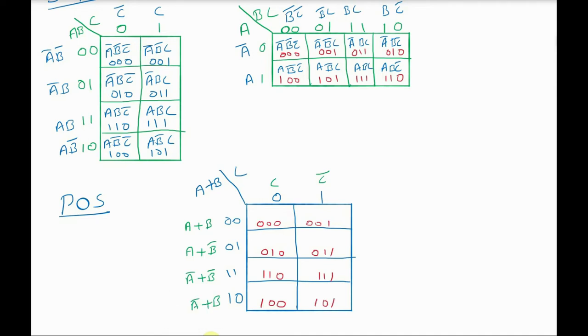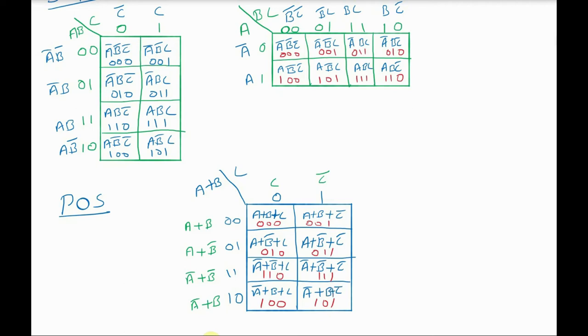If you write in terms of variables, it is written as A plus B plus C, because this is a sum term. In the other case, we are multiplying all the variables. Here we have to add all the variables. Next one is A plus B. This is the row value A plus B, and the column value is plus C bar. Here it is A plus B bar plus C, A plus B bar plus C bar. A bar plus B bar plus C, A bar plus B bar plus C bar. And this cell A bar plus B plus C, and finally A bar plus B plus C bar.